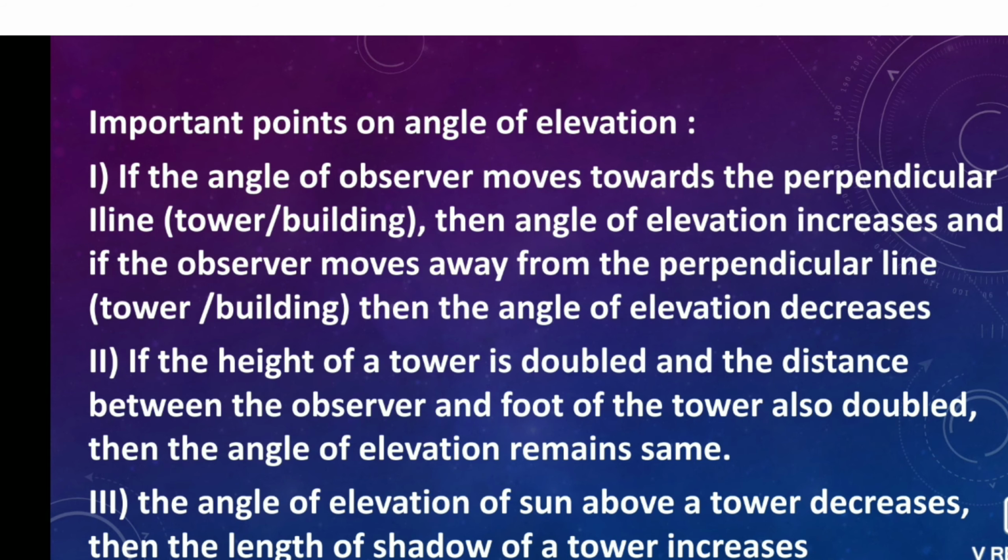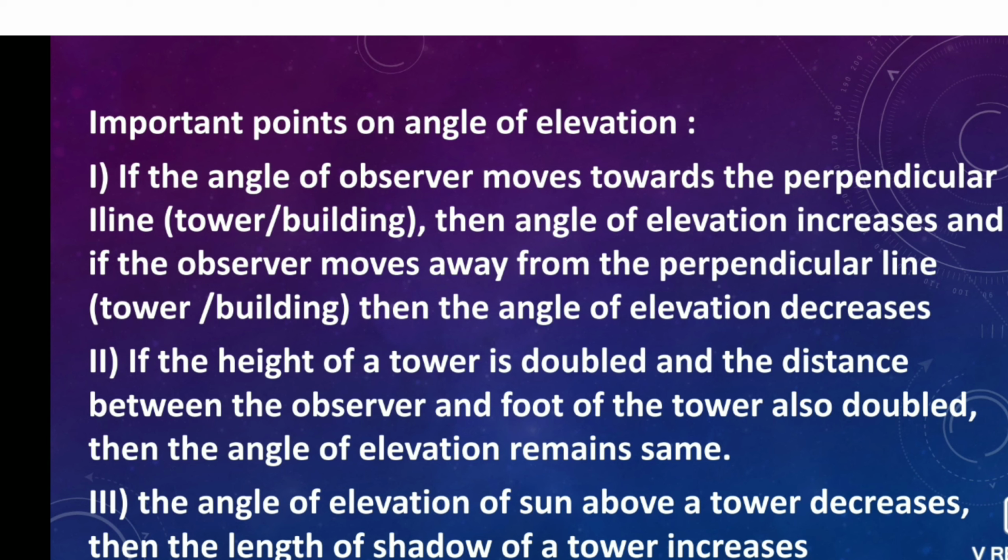The next important points on angle of elevation. If the observer moves towards the perpendicular line, that is the tower or building, then the angle of elevation increases. And if the observer moves away from the tower or building, then the angle of elevation decreases. This is a very important point, so keep concentrating on it, children. The second one: if the height of the tower is doubled and the distance between the observer and the foot of the tower is doubled, then the angle of elevation remains the same. Here only the sides are changed, but the angle of elevation remains the same.